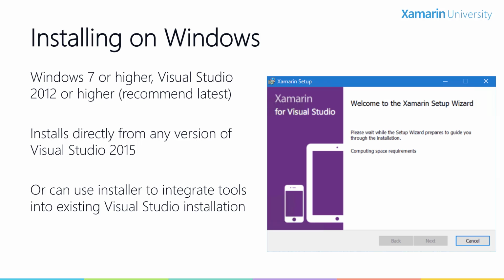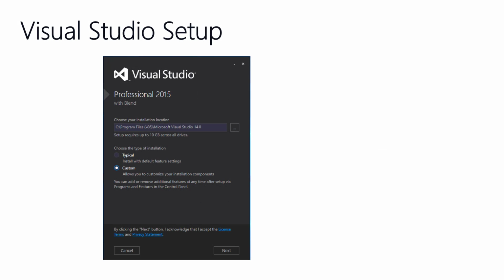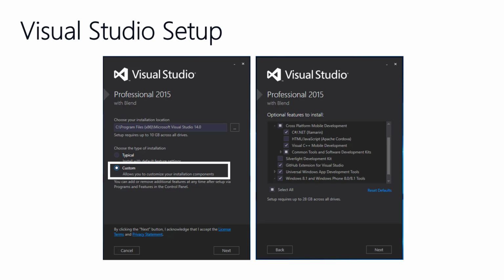If you don't have Visual Studio installed yet, the Xamarin Tools can be installed directly from the Visual Studio installer. If you do already have Visual Studio installed though, you can download the Xamarin Installer for Windows from Xamarin.com and then just run the setup program. It will go through and install all the required SDKs and all the build tools and add all the integration pieces into Visual Studio. So to install Xamarin with Visual Studio, just select the Custom Installation option and ensure that Xamarin is checked under the Cross-Platform Mobile Development section.